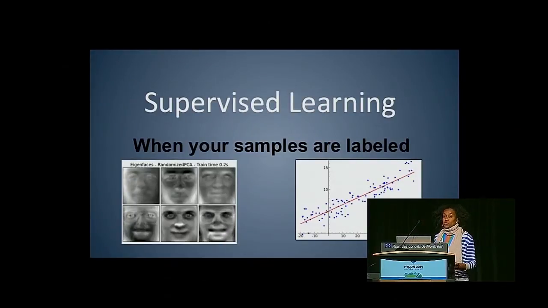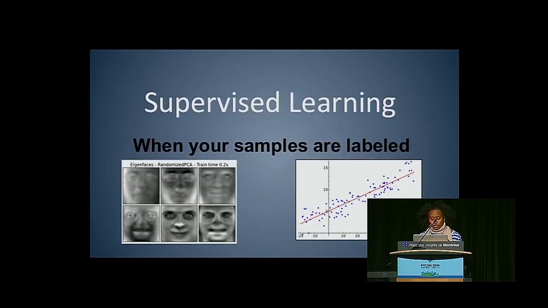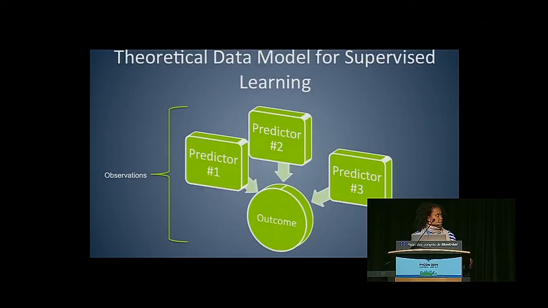Supervised learning is when your samples are labeled. Supervised learning can come in two different flavors, classification and regression. This is the theoretical model of supervised learning. In supervised learning, if you're making a prediction, your prediction's based on your features. So you put your features in, and the outcome is based on your features and your predictors.